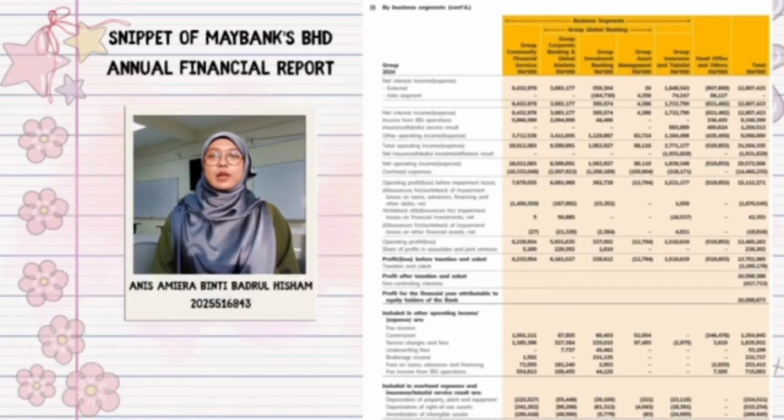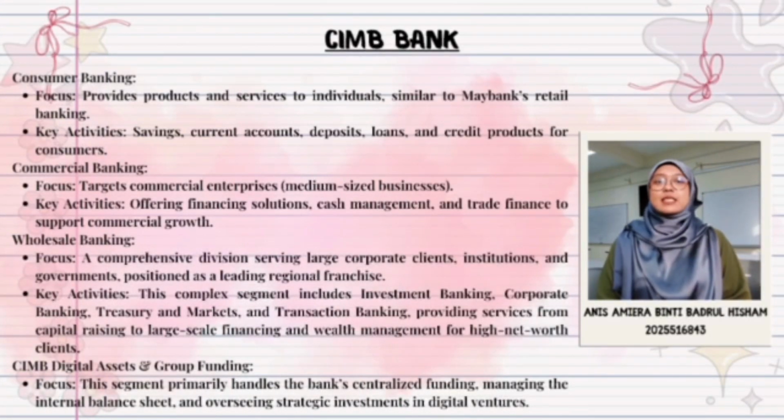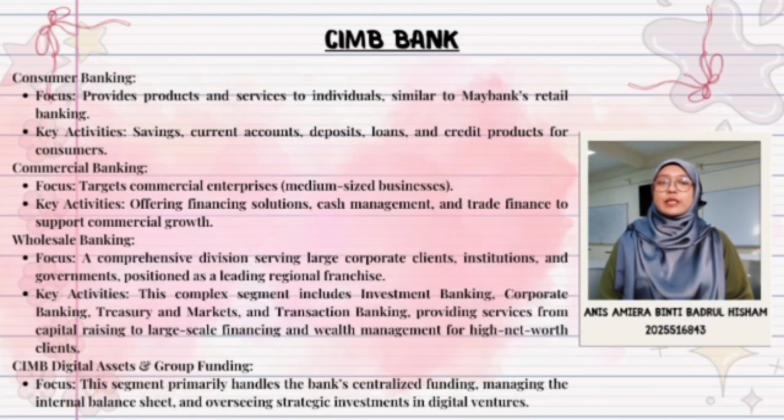CIMB Berhad. CIMB's operational framework is built on four distinct specialized pillars, allowing us to deliver comprehensive financial services across all customer categories and complex markets. Our first segment is consumer banking, which focuses on the individual client. This division provides essential retail services, including deposits, loans, and credit products for day-to-day personal finance.